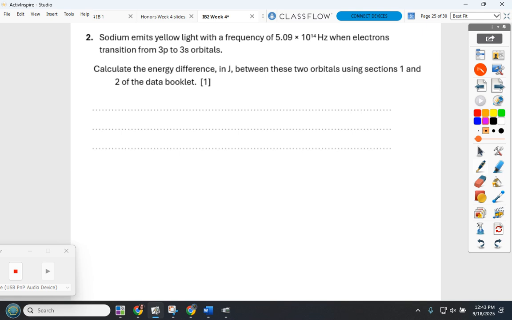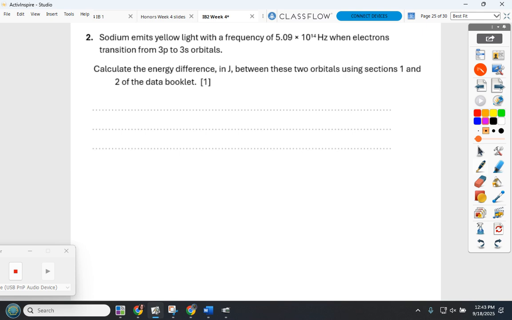Why is sodium yellow-orange in the flame test? Well, because the wavelength that is associated with this frequency is in that range. You're not required to know that, but all you need to realize is that calculating the energy difference is exactly the same way you've been calculating the ionization energies.